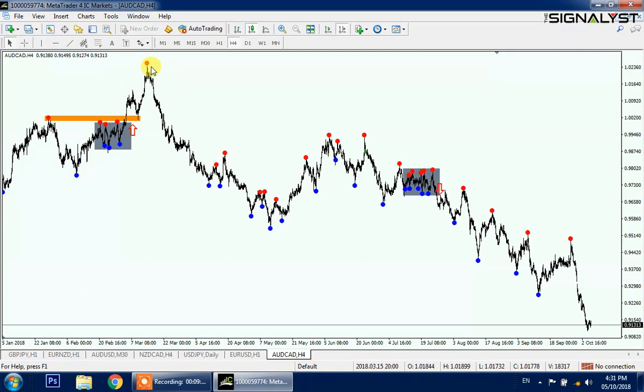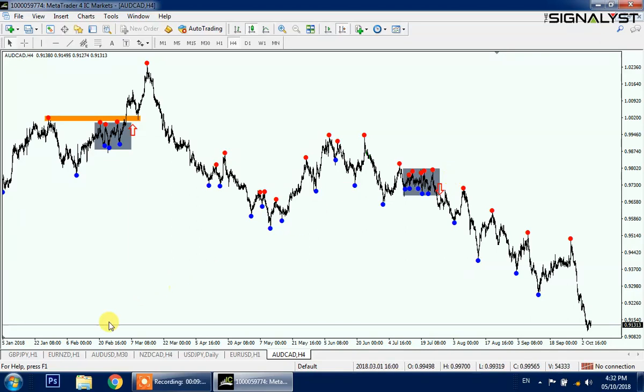Then price makes very big swings. Here we have a range, but it's formed with only 3 swings, so it's not a valid setup. Here also we have only 3 swings, so not a valid setup. Here also 3 swings. And then comes one of the best patterns.